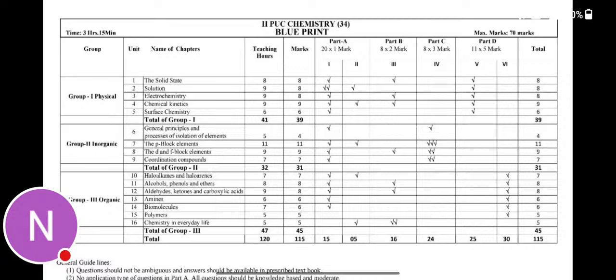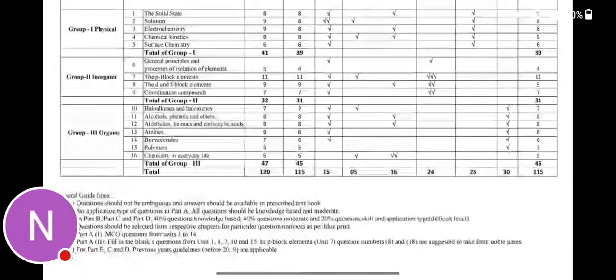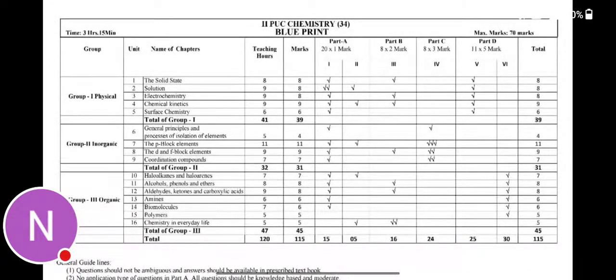And group 2 inorganic chemistry, you will not get any questions in 5th main and 6th main, that is part D. You will not get any question from group 2, that is inorganic chemistry. And group 3 organic chemistry will not get any question for part C 4th main and part D 5th main. For these both you will not get any questions. And more questions for part D 5th main will be from physical chemistry, and for part D 6th main it will be from organic chemistry.